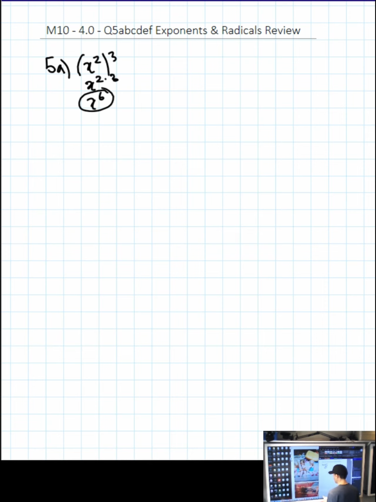So remember, when we're multiplying with the same base, we add the exponents. When we are dividing with the same base, we subtract the exponents. And when we have exponents to exponents, we multiply the exponents.